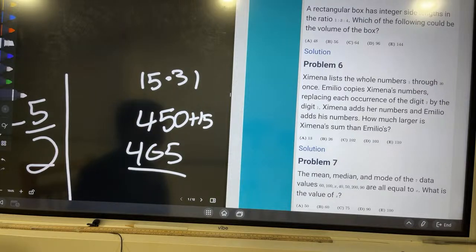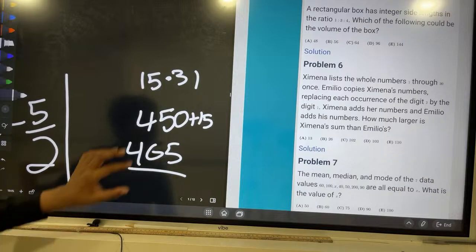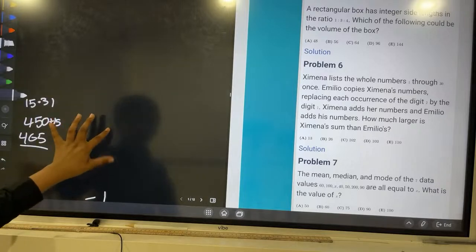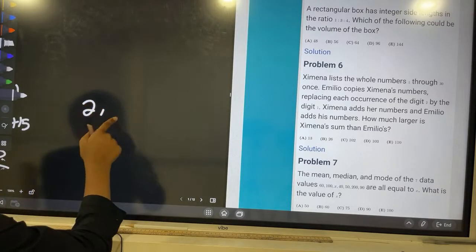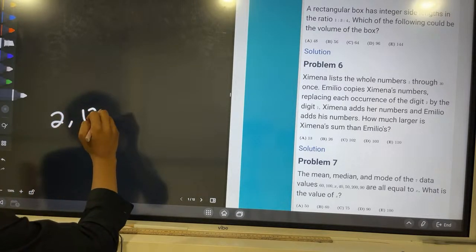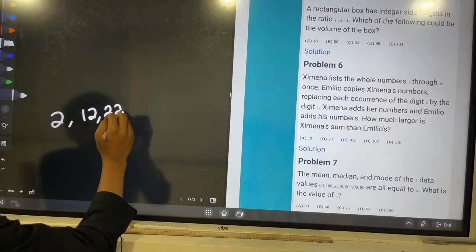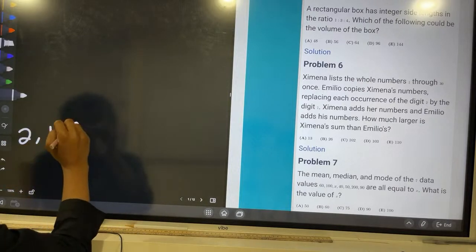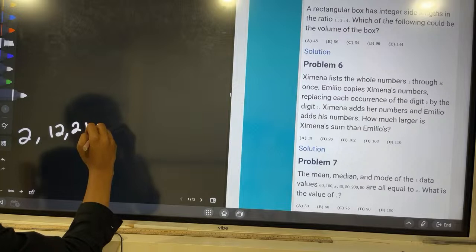Emilio will replace each occurrence of the digit 2 by the digit 1. Well, let's see. How many numbers contain the digit 2? There's 2, 12, and 22. Oh, yeah, no. Every number from 21 to 29, inclusive.